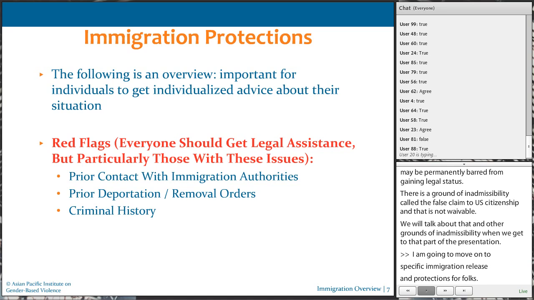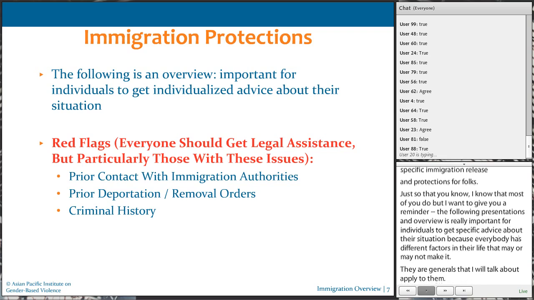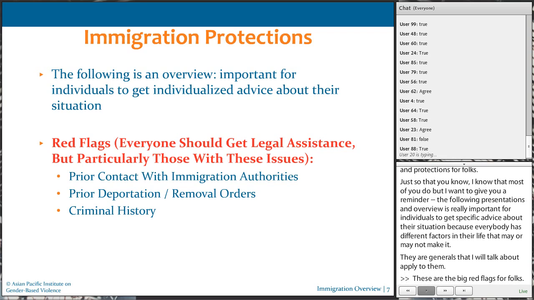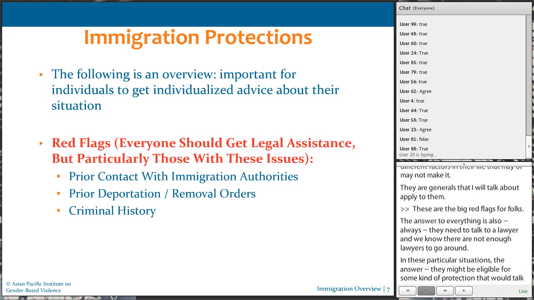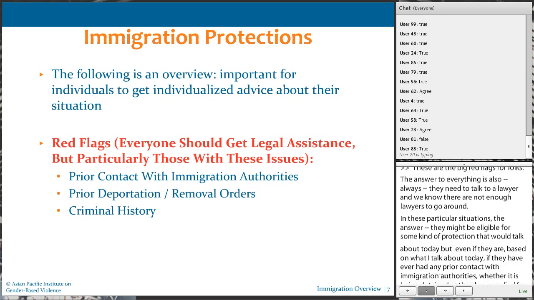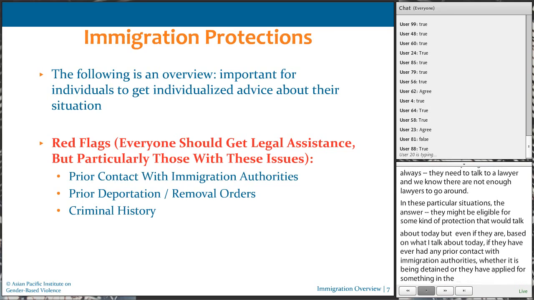So these are the big red flags for folks. The answer to everything is always that they need to talk to a lawyer, and we know there's not enough lawyers to go around. But in these particular situations, they might be eligible for some kind of protection that we talk about today, but even if they are, if they've ever had any prior contact with immigration authorities, whether it's being detained or they've applied for something in the past and it was denied, if they've ever been deported or removed in the past, or they have any kind of criminal history, they really need to talk to an immigration attorney.